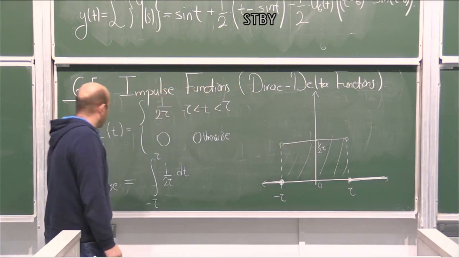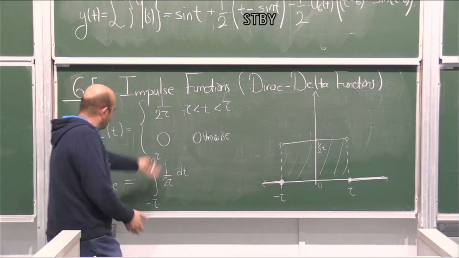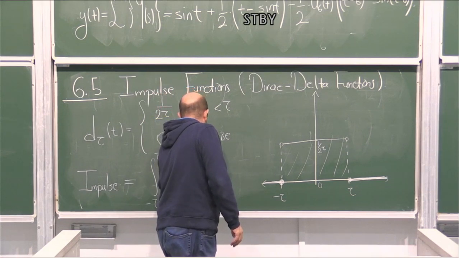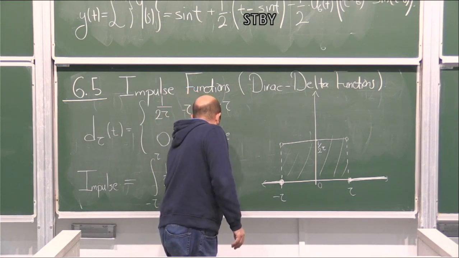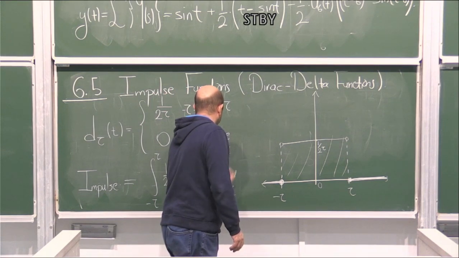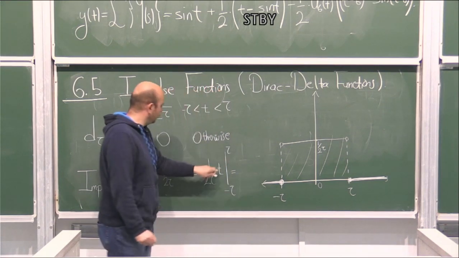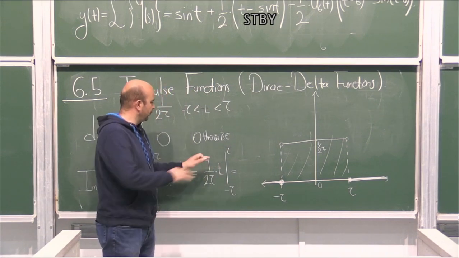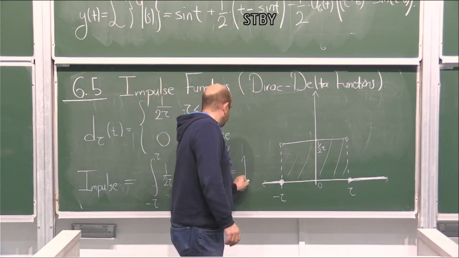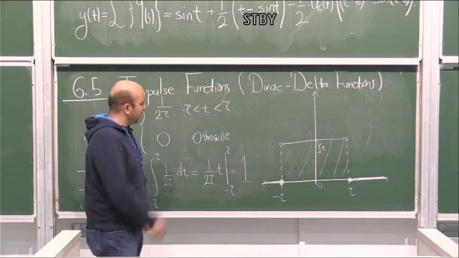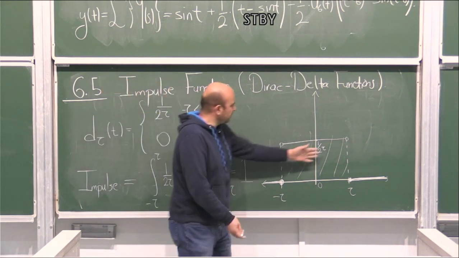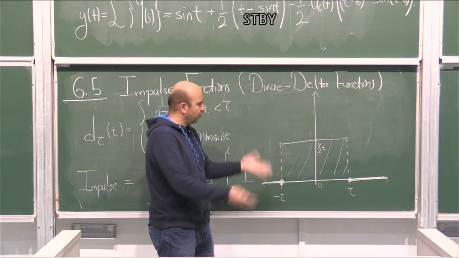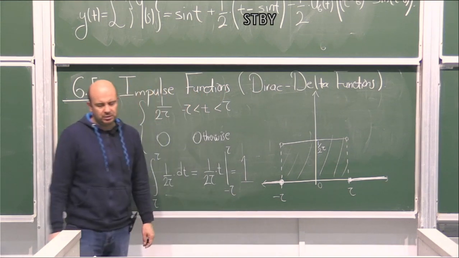All right. Then what is this integral? It's constant, 1/2 tau. So what do we get? We have 1/2 tau times t from minus tau to tau. If you plug in tau, you get 1 over 2. If you plug in minus tau, you get minus 1 over 2. If you subtract them, you get 1. So this area is 1. It's obvious, actually, it's a rectangle. Height is 1 over 2 tau. Base is 2 tau. When you multiply them, you get 1.